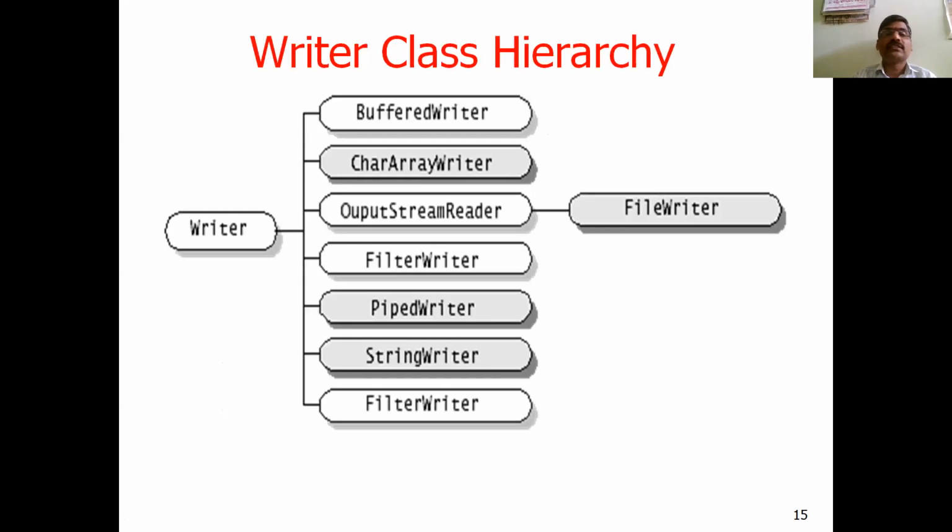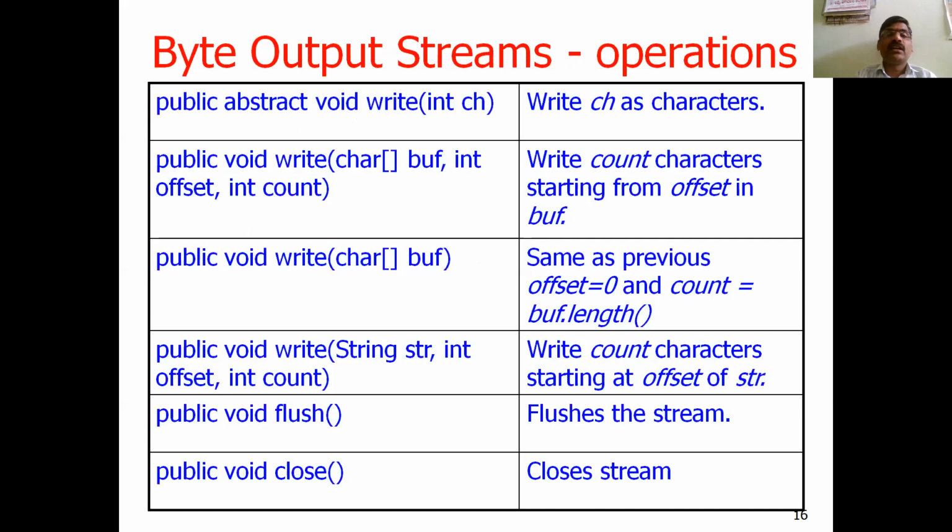So this Writer class hierarchy comes under the character output stream classes. Writer is a base class. From this base class, we have BufferedWriter, CharArrayWriter, OutputStreamWriter, FilterWriter, PipedWriter, StringWriter, FilterWriter. I think FilterWriter is repeated here twice. Then from OutputStreamWriter, we have FileWriter. Right. So these are the Writer class hierarchy, and we have the methods defined in the character output stream. So we have the same form of write methods there.